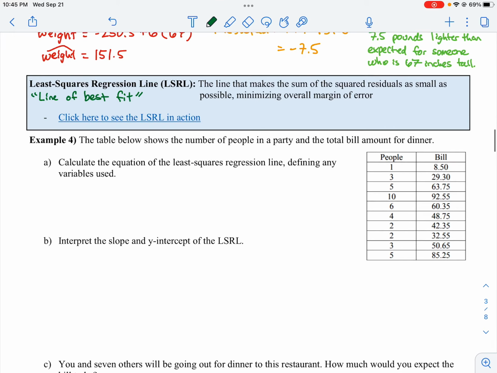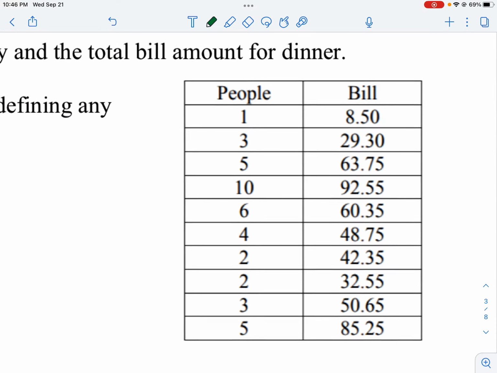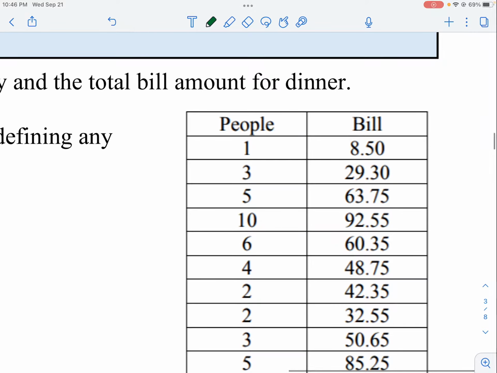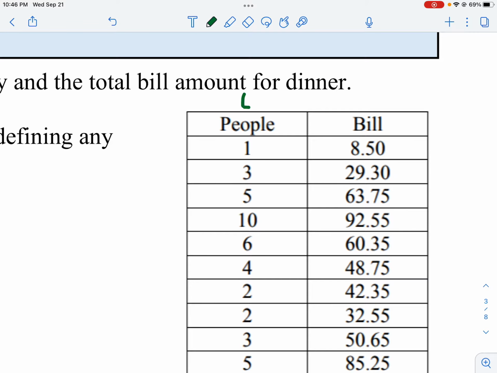Okay, so example 4 is basically just going to be a review of the concepts from yesterday. The table below shows the number of people at a party and the total bill amount for their dinner. At this time, I'll ask that the video get paused. You put this data into list 1 for people and list 2 for the bill amount, and we'll resume the video when you are done.